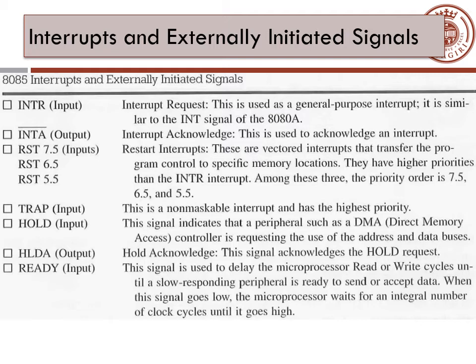The RST 7.5 has the highest priority, and RST 5.5 has the least priority. And you have one more interrupt, known as TRAP, which has the highest priority and is a non-maskable interrupt.